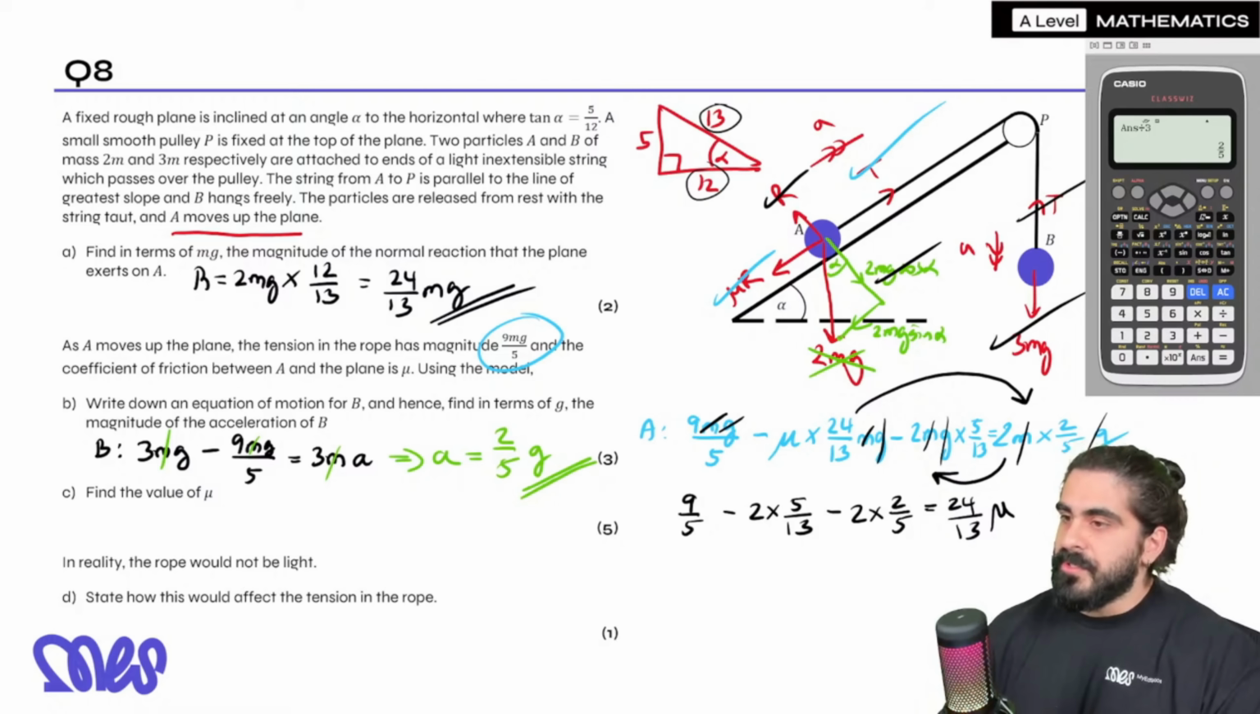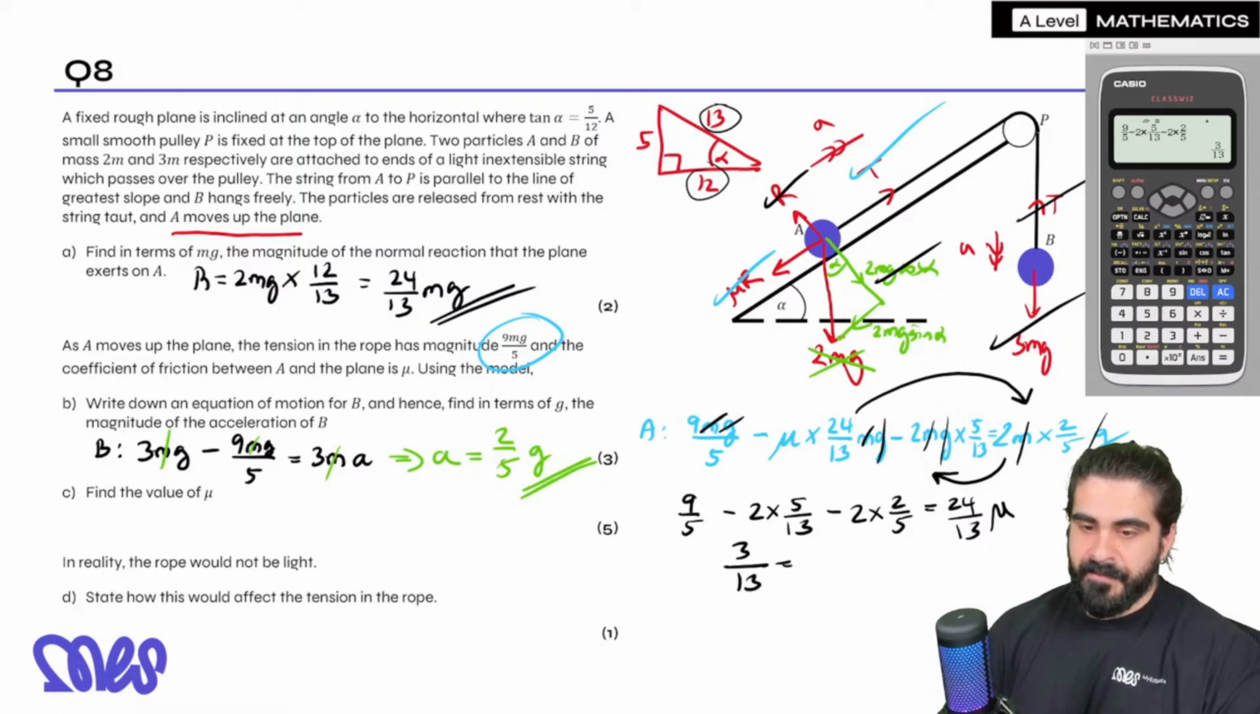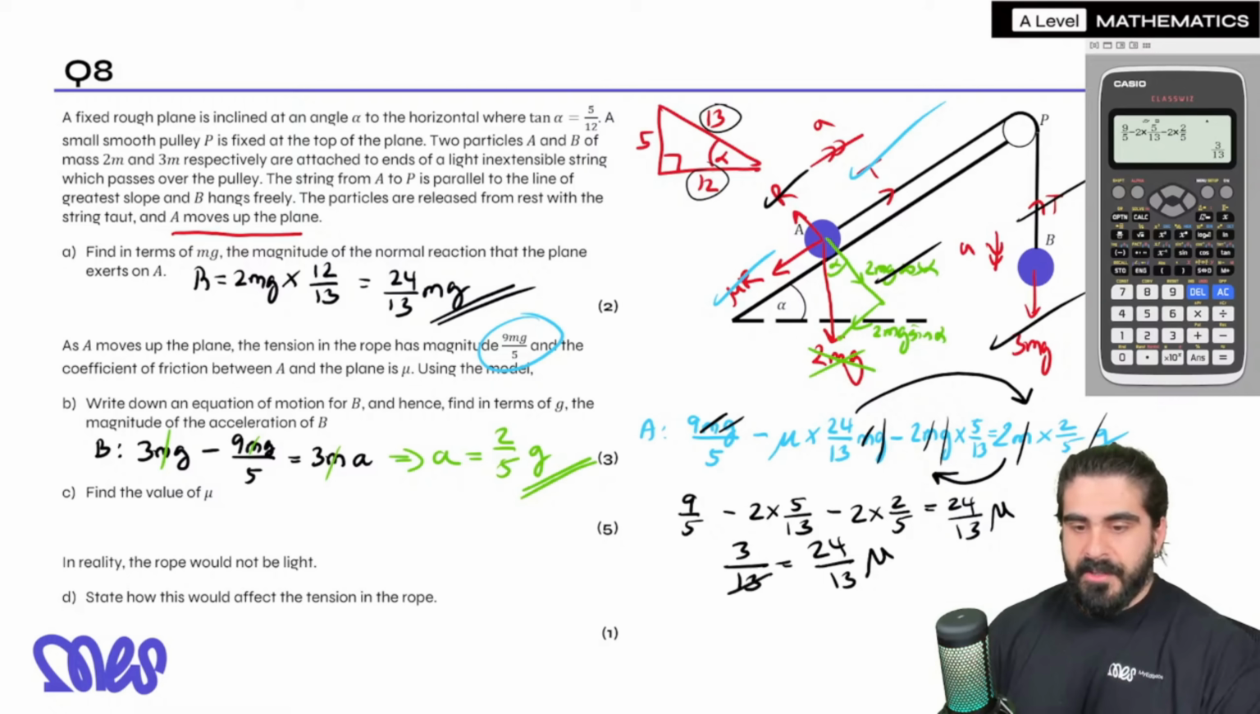All right, let's see what happens. 9 over 5 minus 2 times 5 over 13 minus 2 times 2/5. It's going to be negative. Oh, not negative. That's a relief. Sometimes I should have more trust in myself. The 13s go. 3 over 24. Mu is 1 over 8.